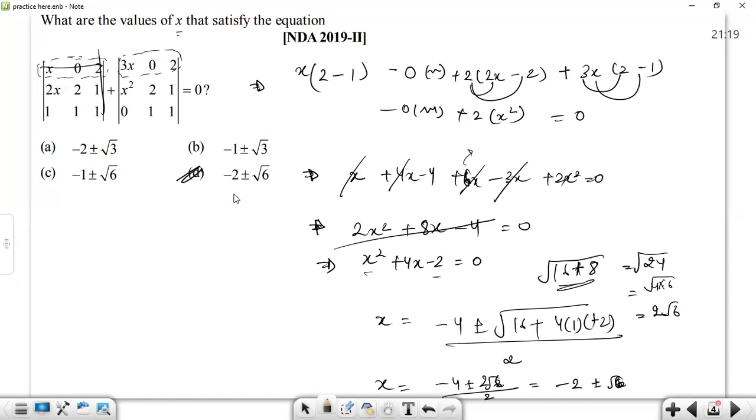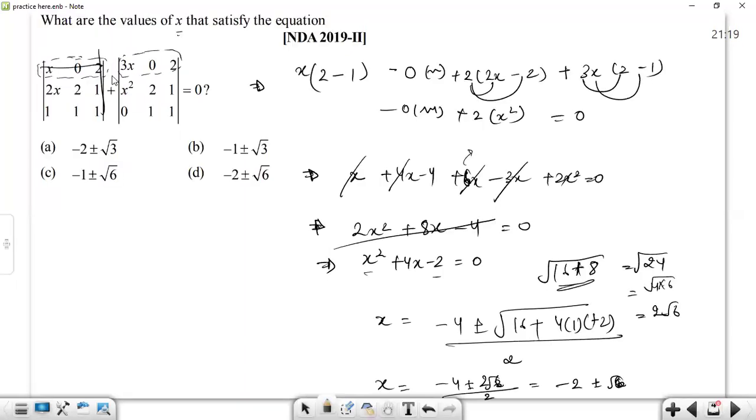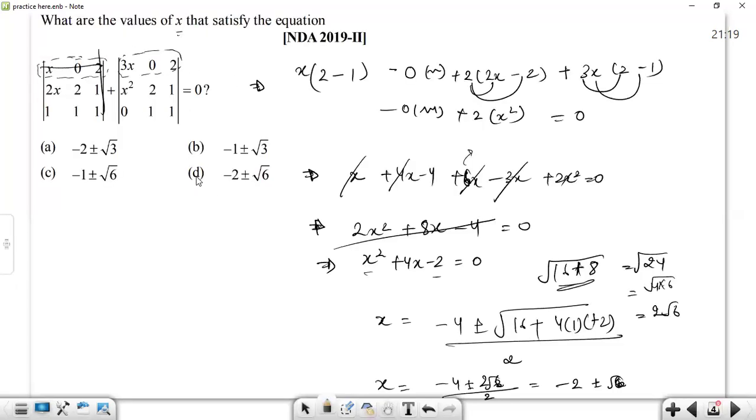And D should be the correct answer. Yes, it is the correct answer. There's a misprint in writing the option here because it's not root 3, it's root 6. So D should be the correct option. And the solution given in the book is correct. So D should be the correct answer. Any doubt?